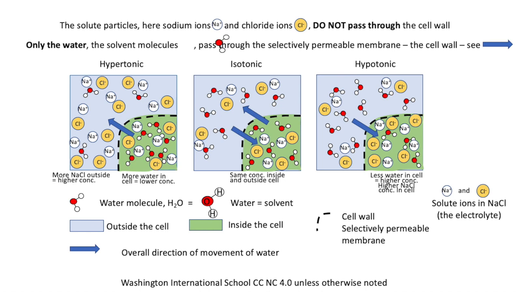And pause this one for a while, because here put the sodium chloride ions in as well. They do not go through the cell wall, the selectively permeable membrane. It's only the water that goes through from a more dilute solution to a more concentrated solution area.